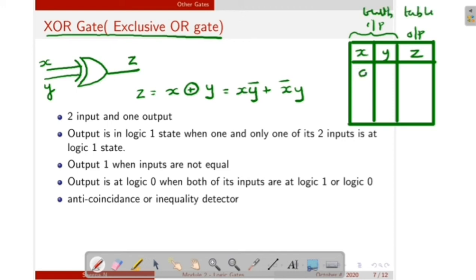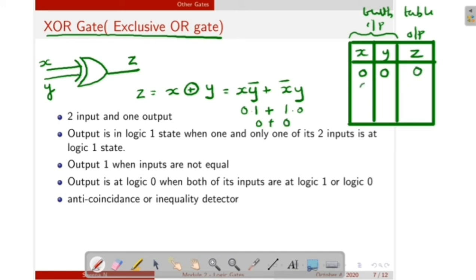So when X is equal to 0 and Y is equal to 0, then what is X XOR Y? X is equal to 0, then Y is equal to 0, Y bar is equal to 1, or X is equal to 0, then X bar is equal to 1, then Y is equal to 0. You know, 0 and 1 is equal to 0, and 1 and 0 is equal to 0. 0 or 0 is equal to 0.